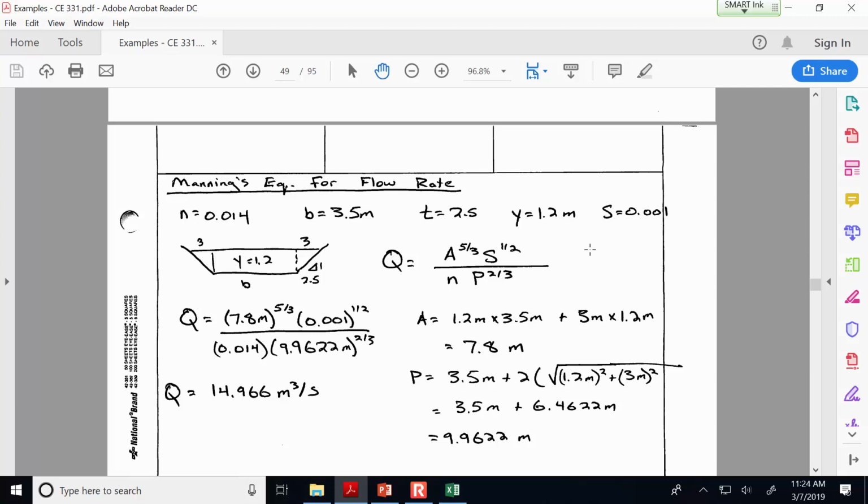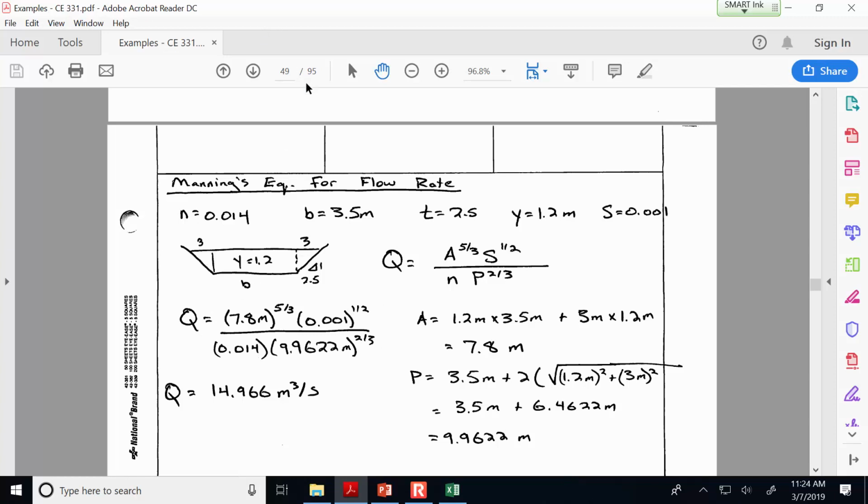So here where I'm calculating the wetted perimeter, it's going to be the bottom width of 3.5 meters and then 2 times that side length. So the total wetted perimeter is 9.9622 meters. And then we just substitute everything into Manning's equation.